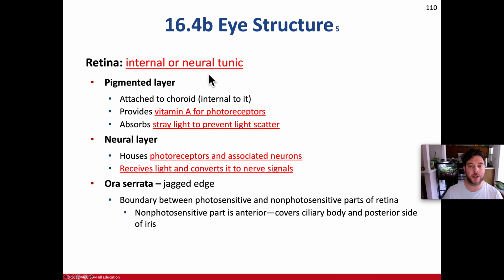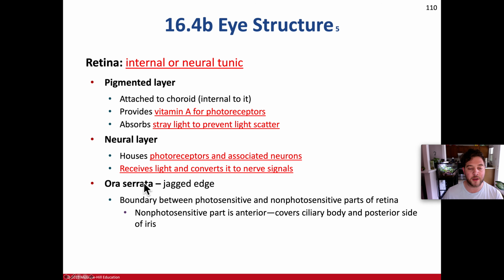Your retina is the internal or neural tunic, the internal or neural layer of your eye. It has both the pigmented and the neural layers. The pigmented layer is attached to the choroid, and it provides vitamin A to photoreceptors, and it absorbs stray light to prevent light scatter, similar to melanocytes. The neural layer houses the photoreceptors, your rods and your cones, and the associated neurons, and it receives light and converts it to nerve signals. So it's going to be part of transduction, receiving the stimuli and then converting it to an electrical signal.